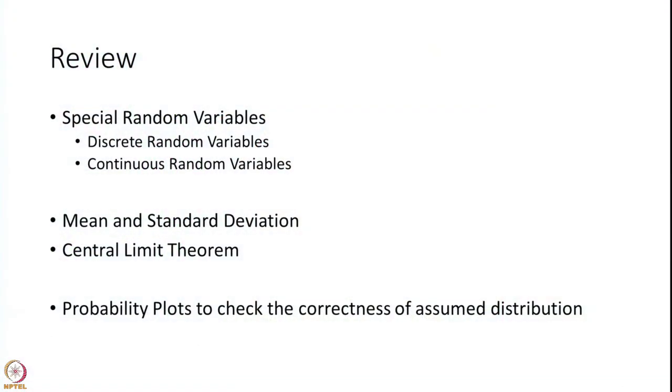Let us first review what we have done in the past. We introduced certain special random variables, with some discrete random variables. We call them discrete distribution functions. Continuous random variables can also be called continuous distribution functions. With each one of them, we introduced what is their mean, what is their standard deviation. We once again introduced the central limit theorem, and in just the previous session we looked into how to generally check the correctness of an assumed distribution graphically through probability plots.